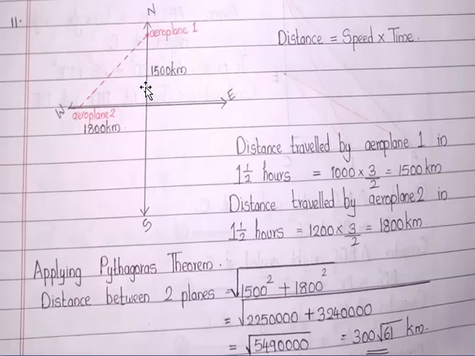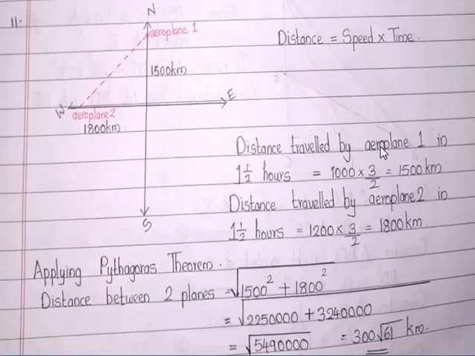But here your distance is indirectly given using your physics formula. Distance is equal to speed into time. You are given the time, that is distance travelled by aeroplane first in 1.5 hours is equal to 1000 into 3 by 2. 3 by 2 is coming from 1.5. 1.5 is converted to 3 by 2. 1000 is also given in the question. Distance travelled by aeroplane 2 in 1.5 hours is equal to 1200 into 3 by 2 is equal to 1800 kilometer.